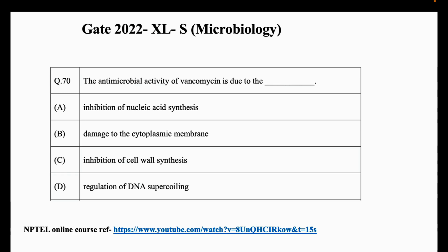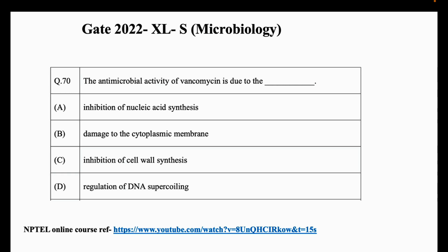Question number 70. The antimicrobial activity of vancomycin is due to the dash. A. Inhibition of nucleic acid synthesis. B. Damage to cytoplasmic membrane. C. Inhibition of cell wall synthesis. And D. Regulation of DNA supercoiling.